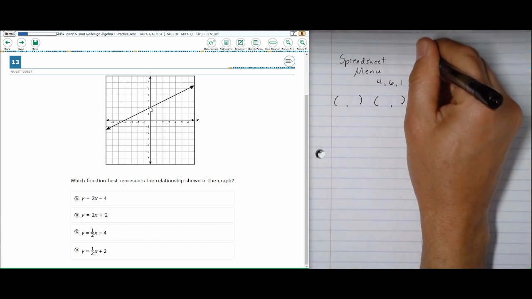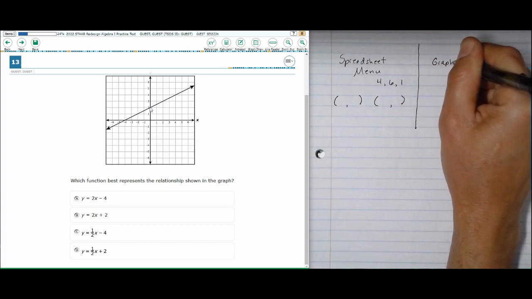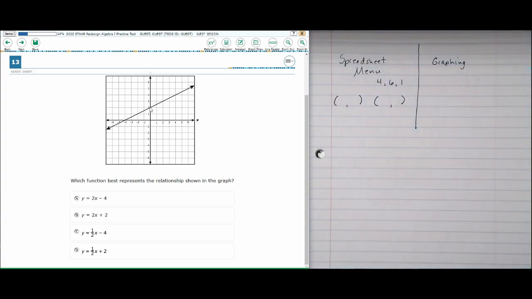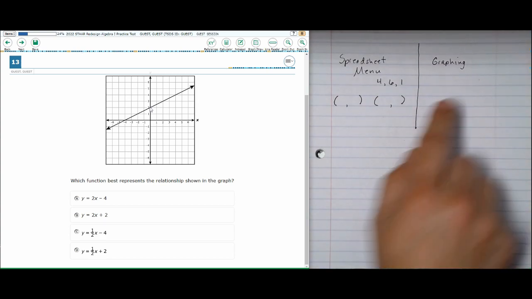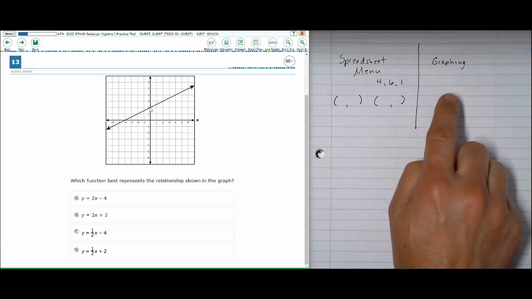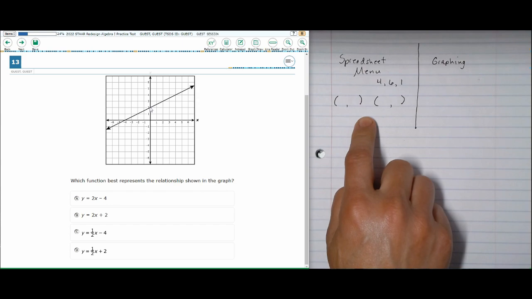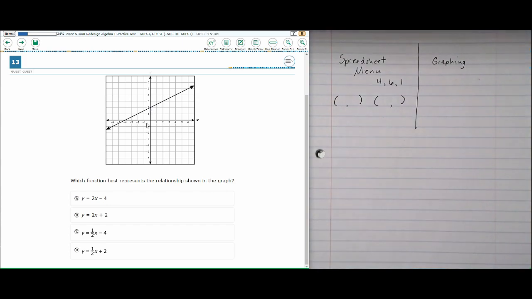Now the other option that we could use is graphing. Personally, I think graphing is going to be easier, but if some of you like using spreadsheet, you can do that as well. I'm actually going to start by graphing it first to show you that method, and then I'll show you how we could get it using spreadsheet. So let's go ahead and go with graphing.